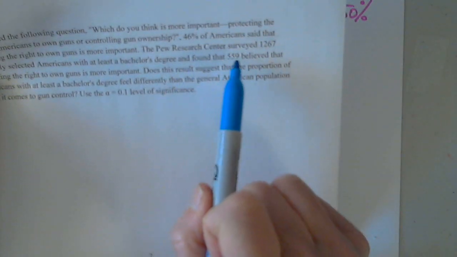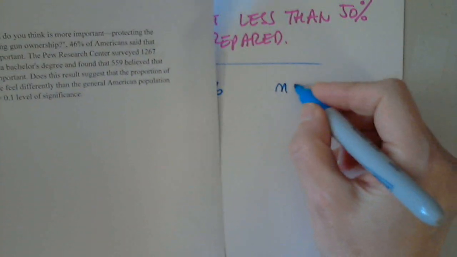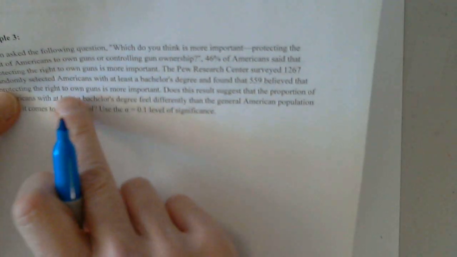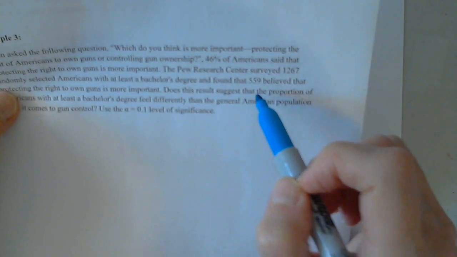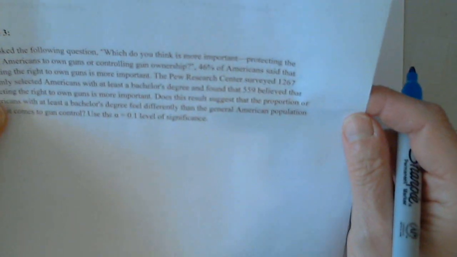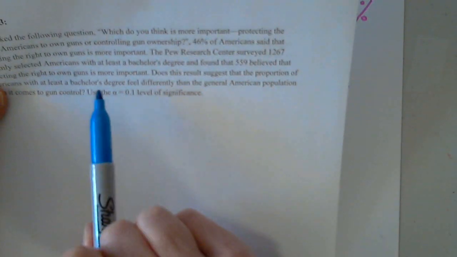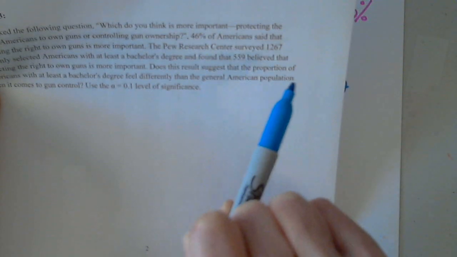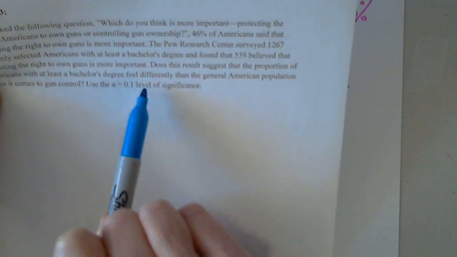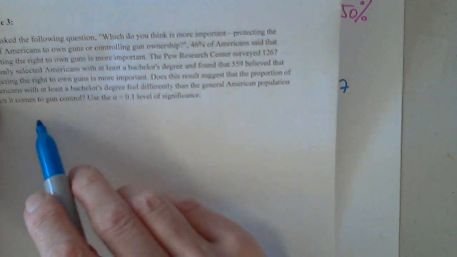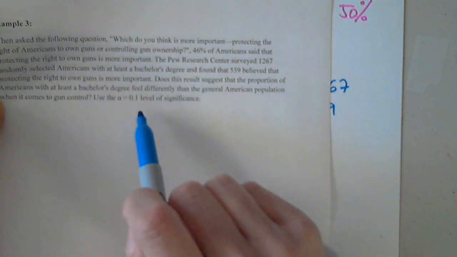So there is a research center. They surveyed 1,267 randomly selected Americans with at least a bachelor's degree and found that x equals 559 believed that protecting the right to own guns is more important. Does this result suggest that the proportion of Americans with at least a bachelor's degree feel differently, this is the key word, differently, than the general American population when it comes to gun control? Use alpha 0.1.